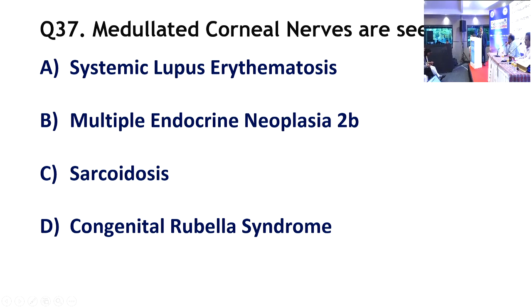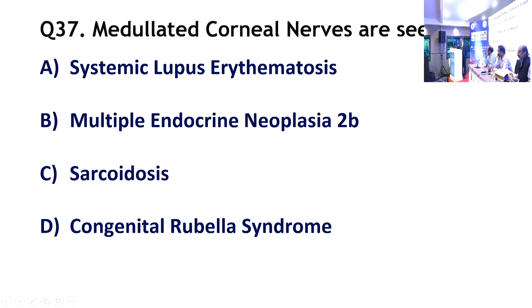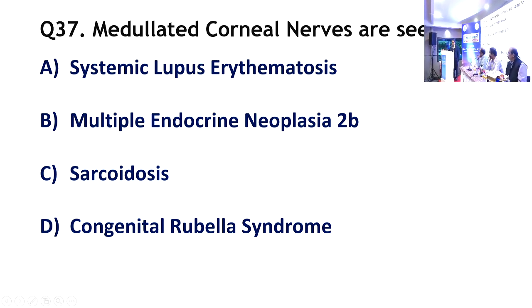How will they appear on the cornea? What do you look for in the slit lamp? They appear throughout the cornea, isn't it? I'm not sure. Okay.